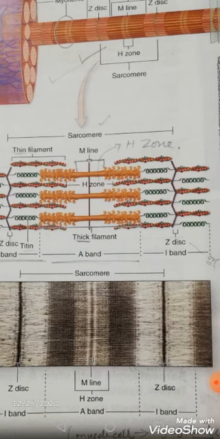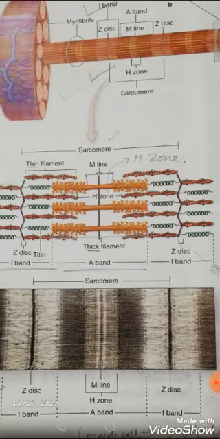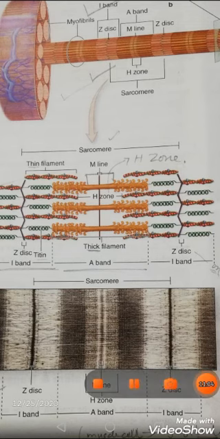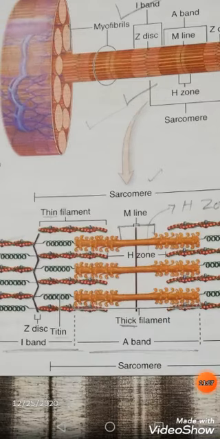There is a zone called the H zone, in which there is no overlapping of the thick and thin filaments, and in the very middle it is bisected by a line called the M line. And what else? In the region of the thin filament, you can see the Z disc on its edges. So in a sarcomere, two Z lines should be there to complete it as a whole sarcomere.